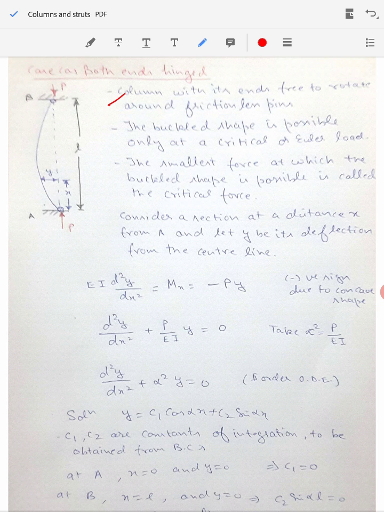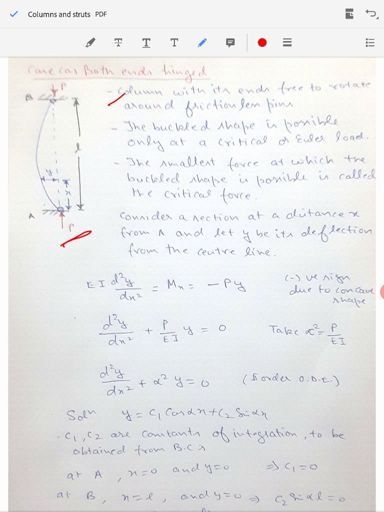So the buckled shape is only possible when we reach the value of P equal to PCR. This is the axial load that we are trying to apply on this column, and when this P reaches the PCR value, some critical value of the load, buckling is possible. Buckling will start. Before that, this column will remain straight, and there will be only compressive stresses induced in it because of the application of load.